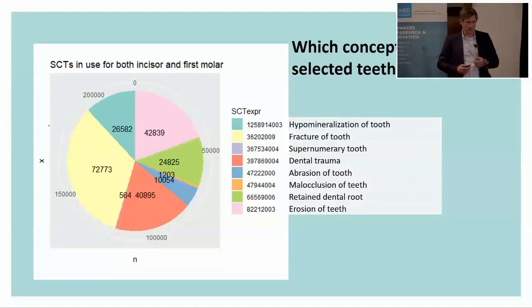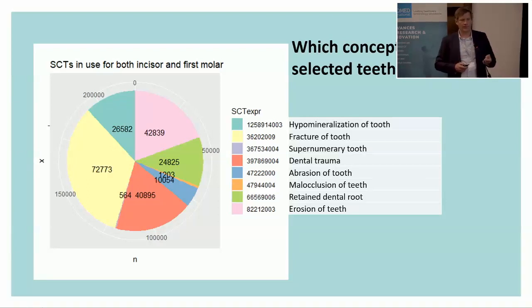So here's the result. Now I asked for the front teeth, the incisors, and the first molar, the one you get when you're 6. What happens on those teeth that are not caries and things? Well, a lot of them have mineralization disorders. Those are the congenital white spots placed on your teeth. You have a lot of fractures. You have some supernumerary teeth. You have some dental trauma.